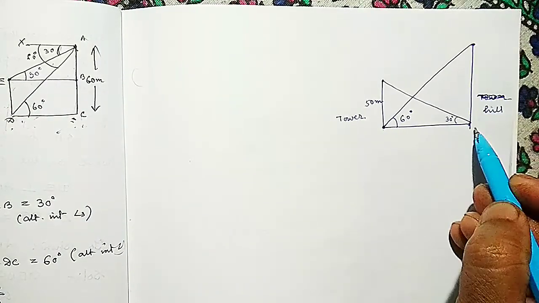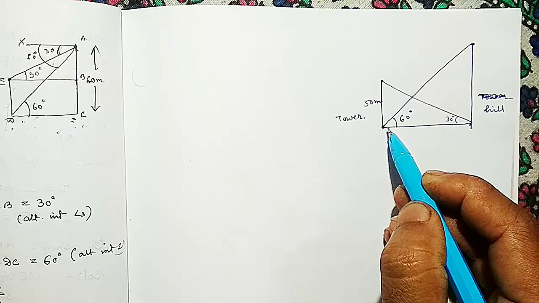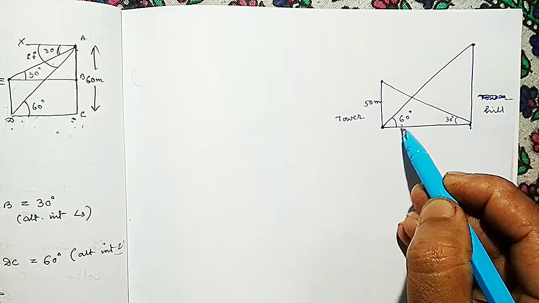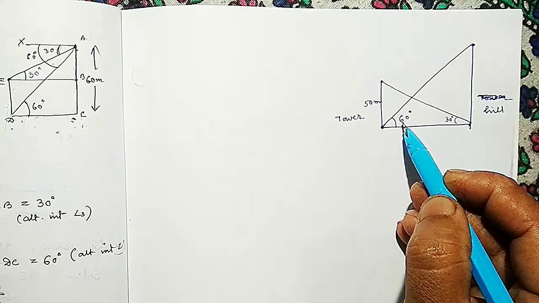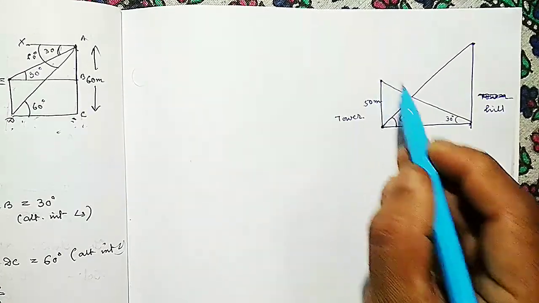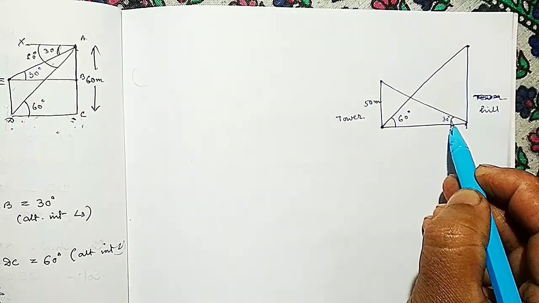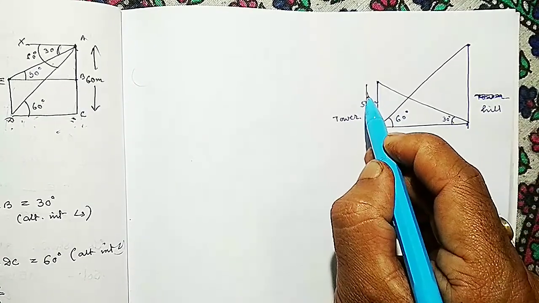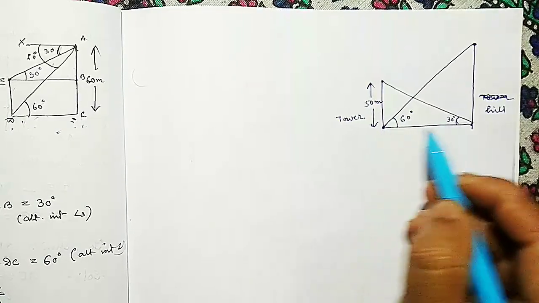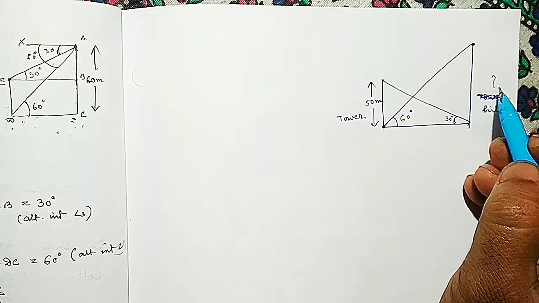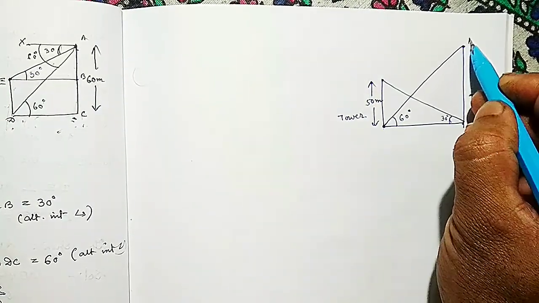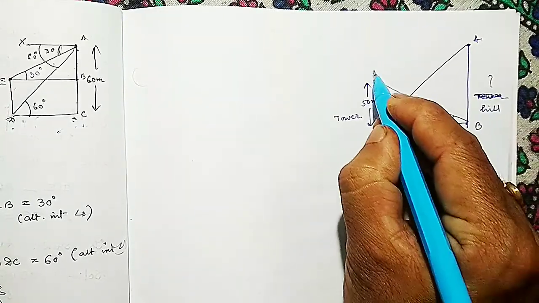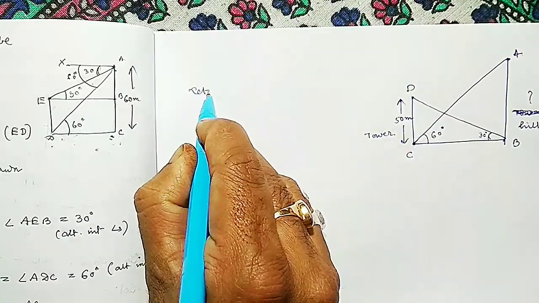Here this is the hill, this is the tower. When we see the top of the hill from the base of the tower, angle is 60 degree, and when we observe the top of the tower from the foot of the hill, angle of elevation is 30 degree. This height is 50 meter, that means height of the tower is 50 meter. We are to find the height of the hill. Let me name this one as, suppose this one is A, this one is B, this one is C, and this one is D.